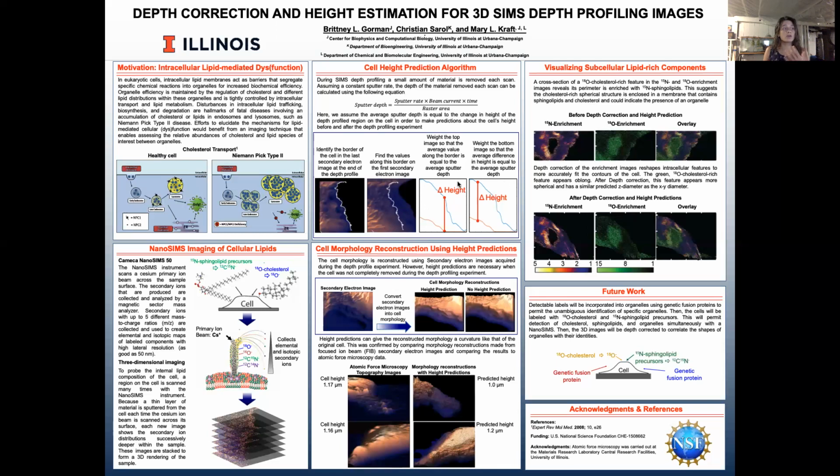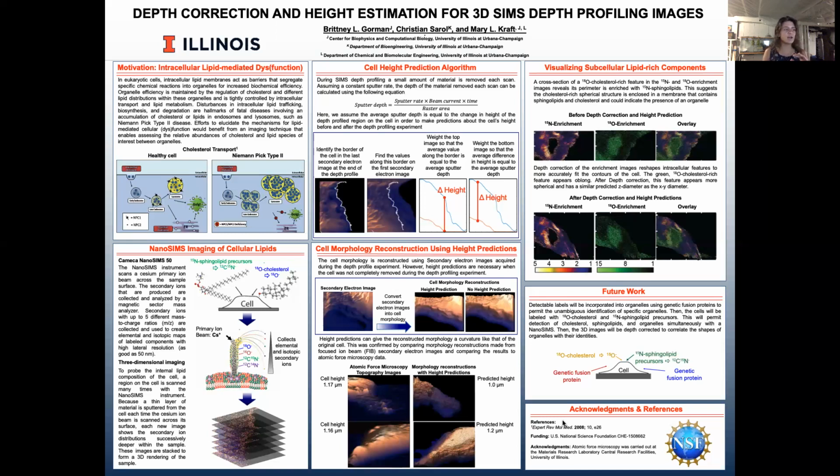We then calculate the height of the bottom image by having it equal the same distance, the same sputter depth from the top image. When we incorporate this into our morphology reconstructions, we get height predictions that have a little bit more slope to them, that are closer to what you would expect from a real cell versus a very flat surface that has some contour to it.